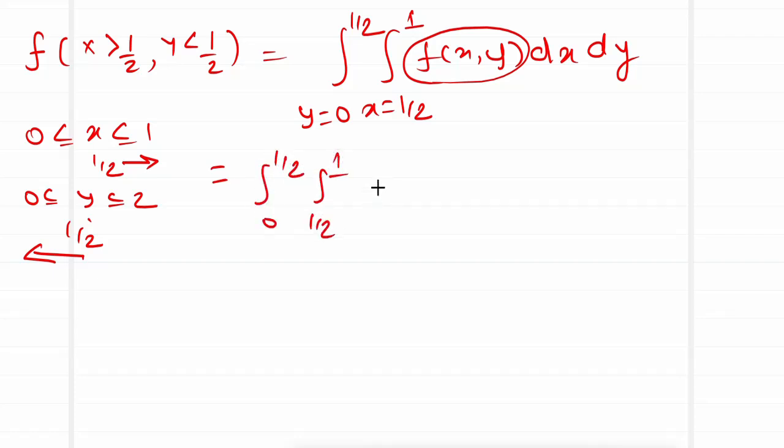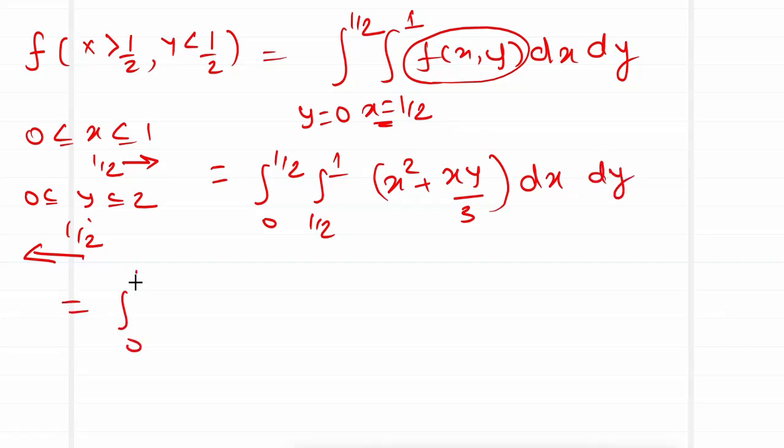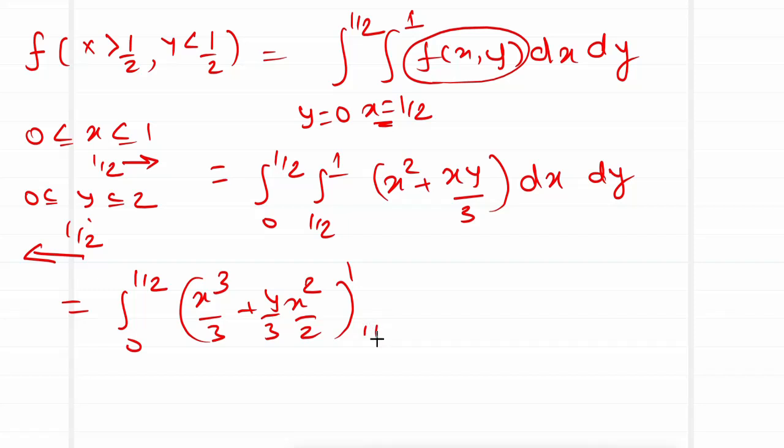The function to be integrated is x square plus xy divided by 3. Once with respect to dx, because I have taken x here first, and then with respect to dy. Now let us start our integration with respect to x. x cubed by 3 plus y by 3 is a constant. x on integration is x square by 2, and the limit is 1 and half. Still I have dy to be integrated.